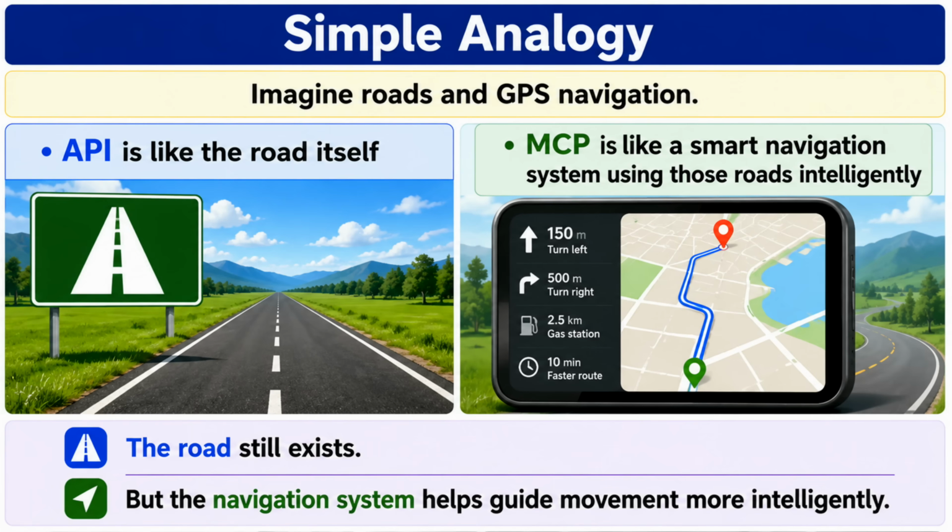Now we will see a simple analogy. Imagine roads and GPS navigation. API is like the road itself. MCP is like a smart navigation system using those roads intelligently. The road still exists, but the navigation system helps guide the movement more intelligently.